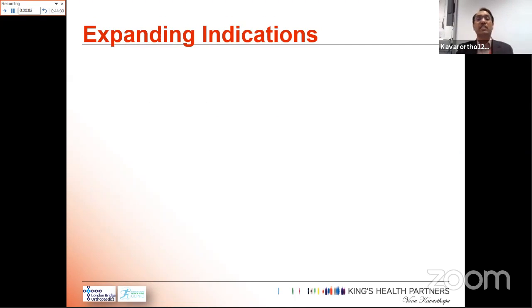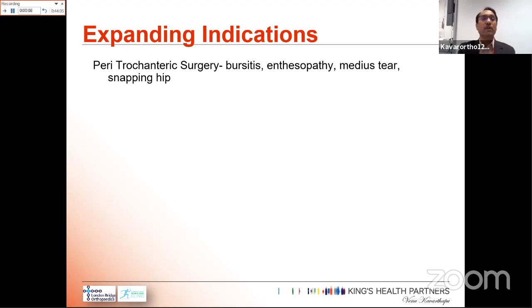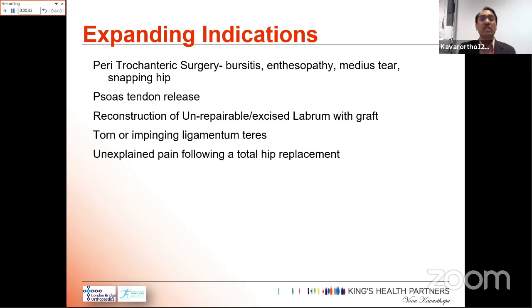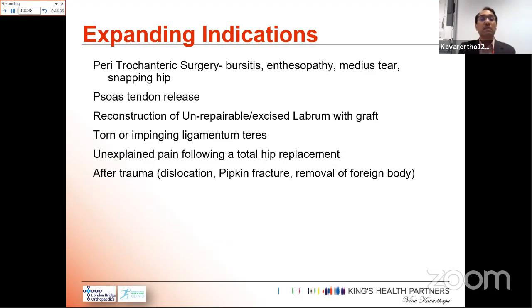There are expanding indications for hip arthroscopy, and that is becoming relatively common nowadays. Peritrochanteric hip arthroscopy has become very common now. Again, you don't need to know in detail for your exam, but you need to be aware that one can do psoas tendon release, reconstruction of an unrepairable or excised labrum using graft, whether it is hamstring graft or fascia lata, reconstruction of torn or impinging ligamentum teres, and treatment of unexplained pain following a total hip replacement.